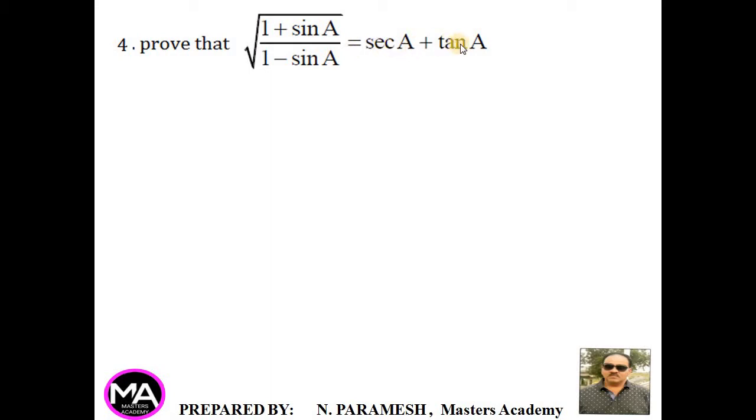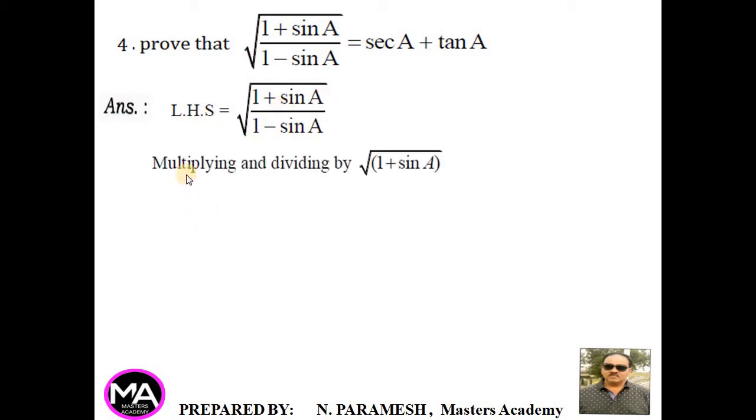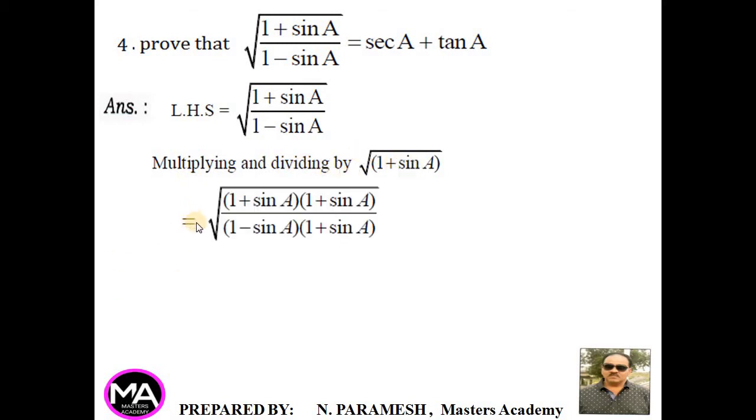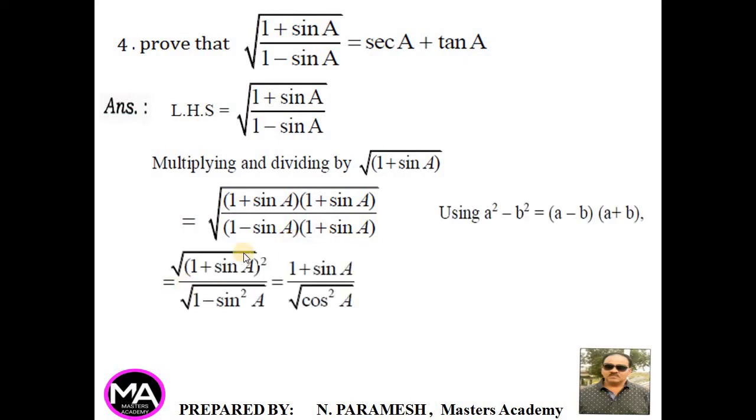secant A plus tan A. Answer, LHS, root of 1 plus sin A divided by 1 minus sin A. Multiplying and dividing by 1 plus sin A, that is equal to square root of 1 plus sin A into 1 plus sin A divided by 1 minus sin A into 1 plus sin A, that is equal to a plus b into a plus b whole square.